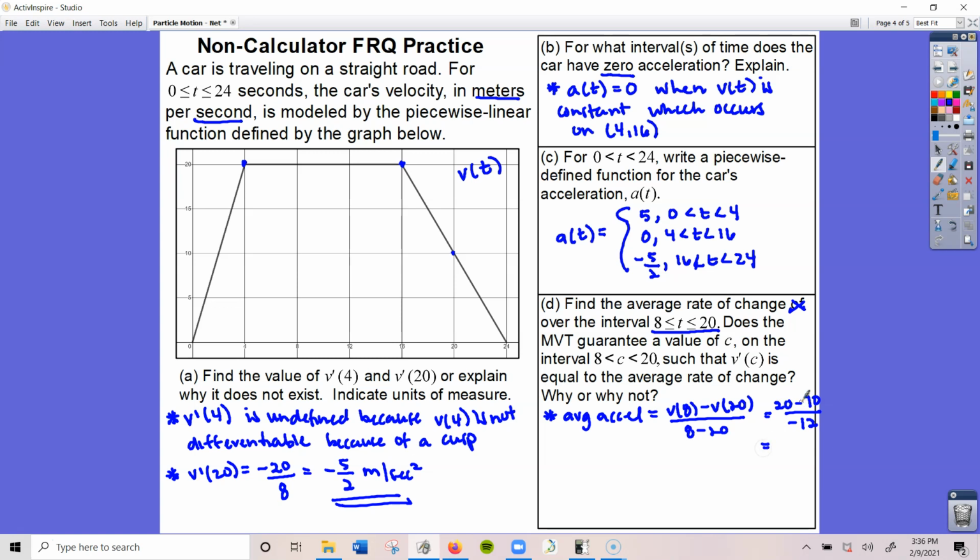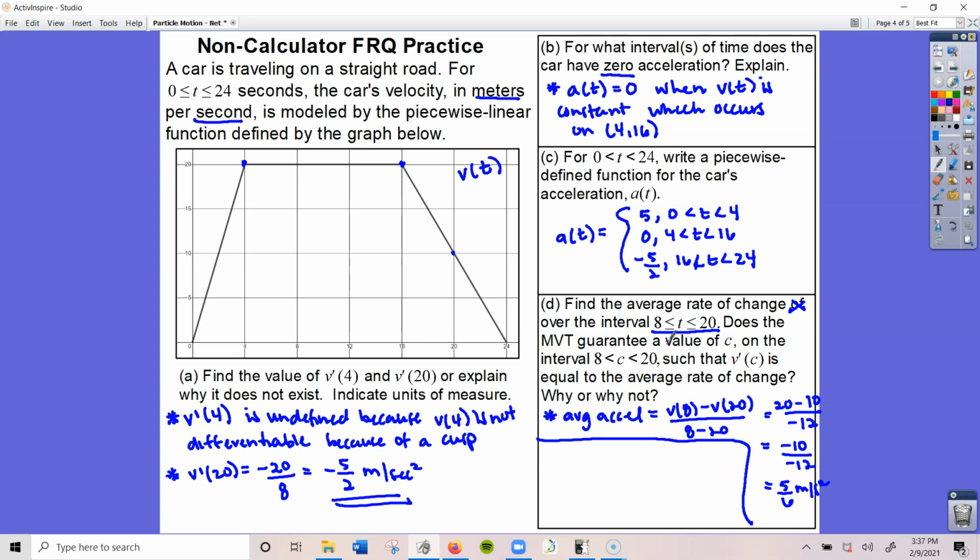20 minus 10 is negative 10 over negative 12. And when we simplify, 10 over 12 is 5 over 6, and then our units, which is meters per second squared.